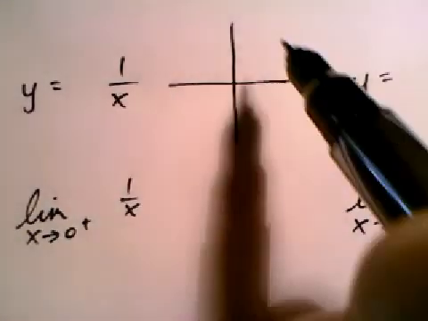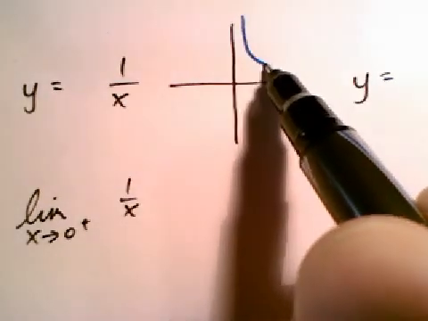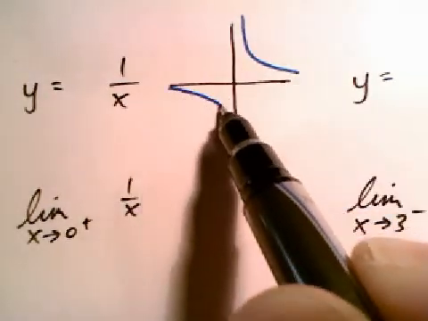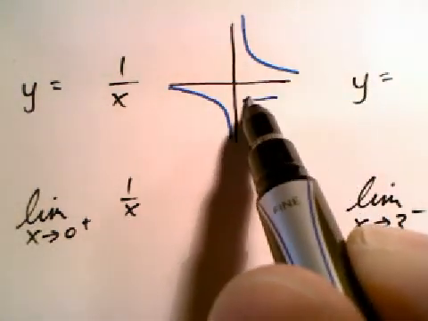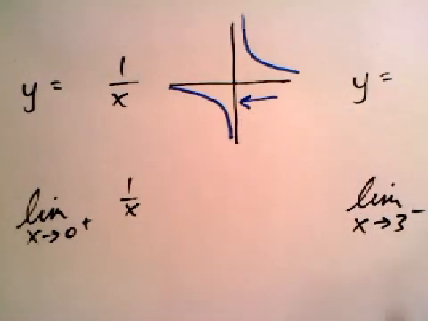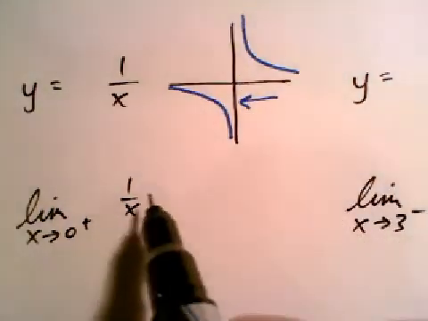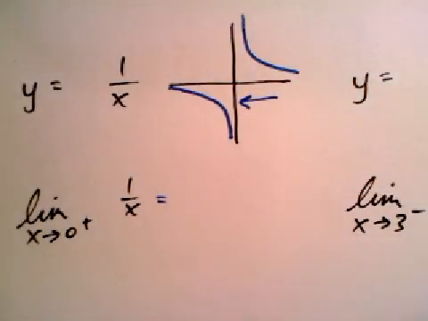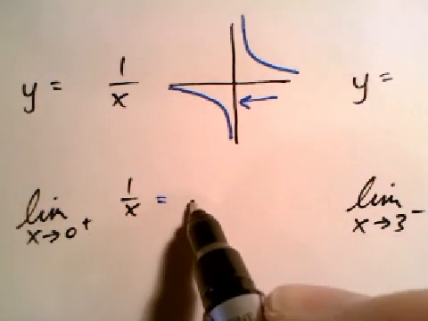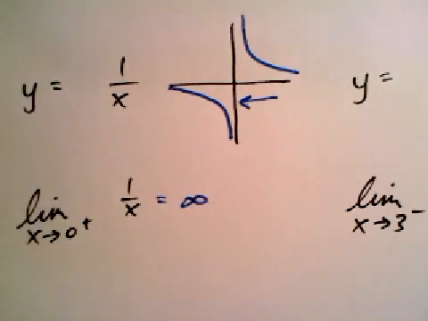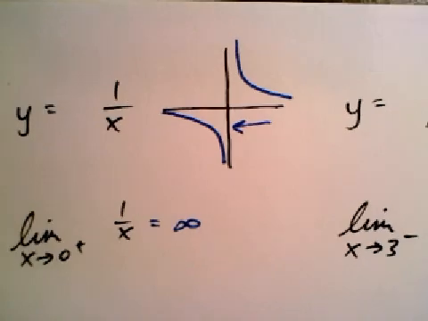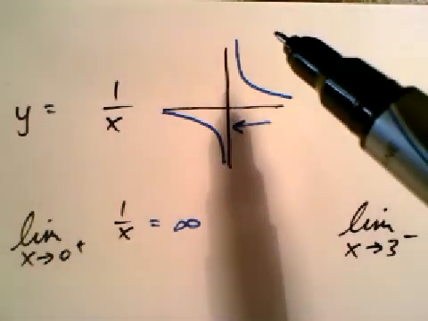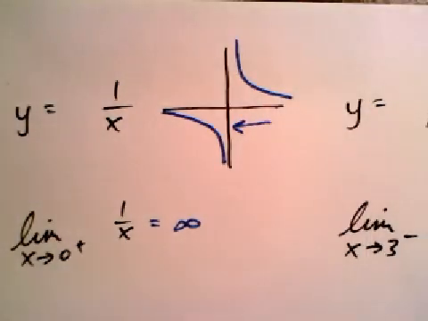And 1 over x, you should be familiar with the graph, that it's a hyperbola, looks like that. And as x approaches 0 from the right-hand side, we can see that the y values are getting bigger and bigger and bigger. And so we would say that the limit as x approaches 0 from the right is infinity. Okay, because the y values, or the values of the function, are getting really, really big.